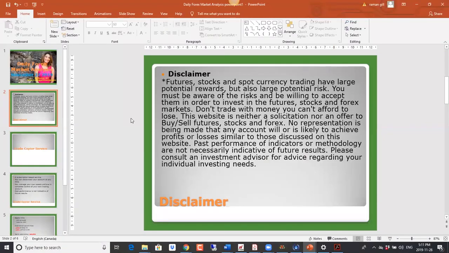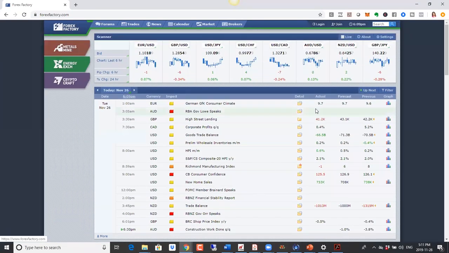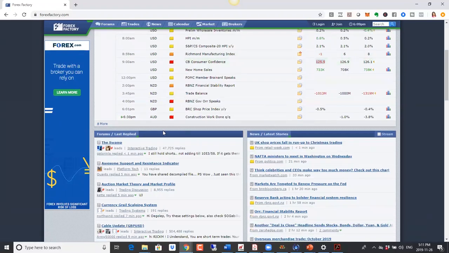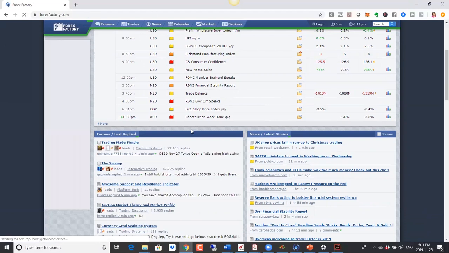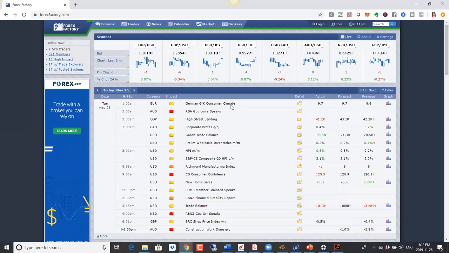As usual, we'll start off by taking a look at our calendar here. In terms of our data, there wasn't too much. We did see that consumer confidence number for the US came in below expectations. And this evening, we have construction data out of Australia. If it's below expectations, that will be negative for the Australian dollar. So not a ton today.